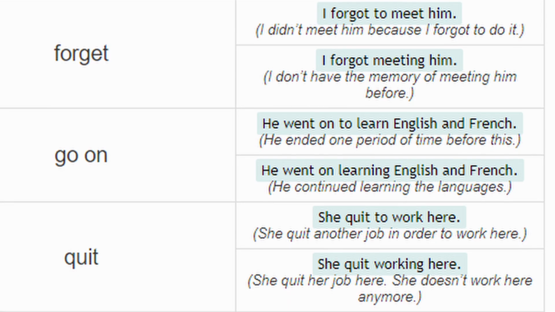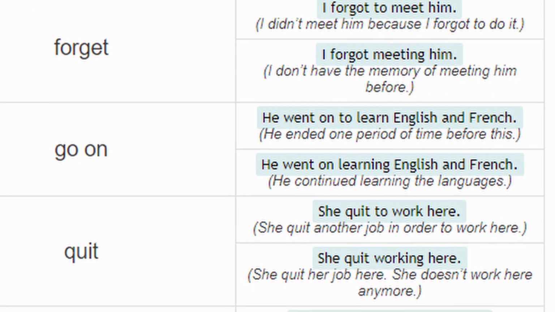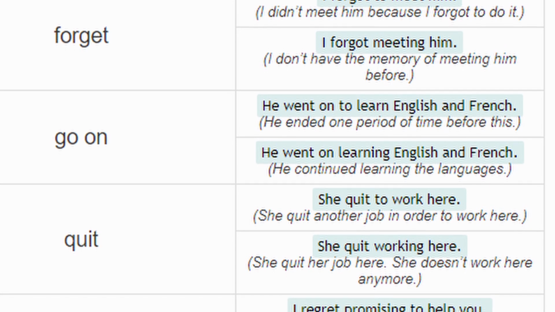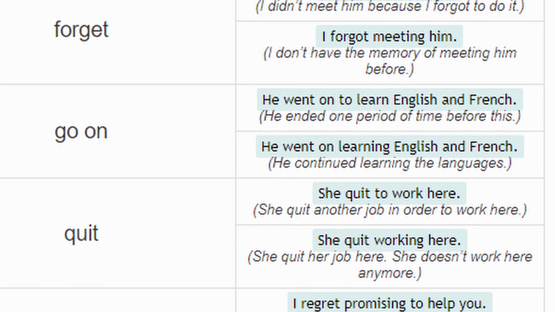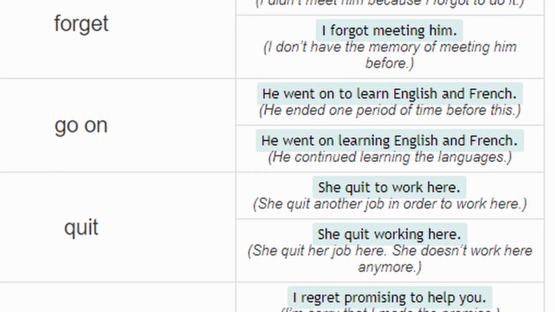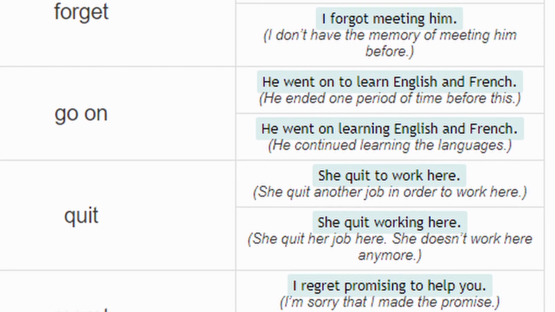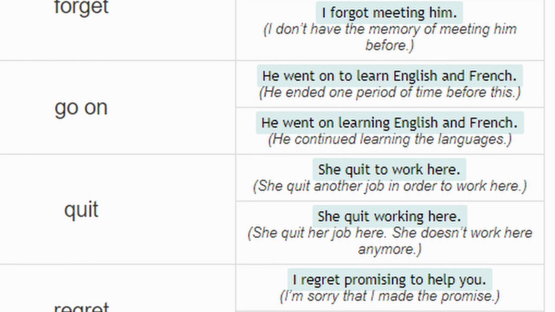For example, for the verb forget, if I say I forgot to meet him, this means that I didn't meet him because I forgot to do it. Then if I say I forgot meeting him, this means that I don't have the memory of meeting him before.